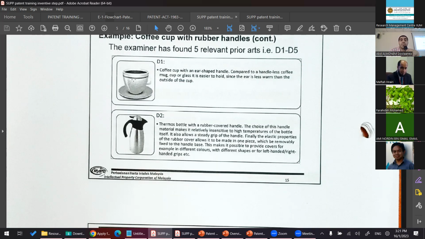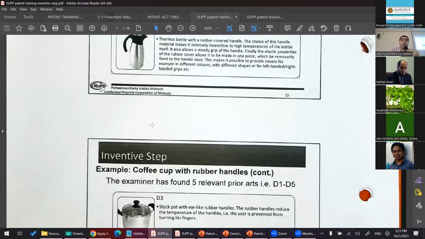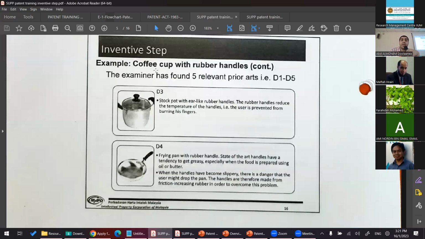Our invention is a cup with rubber. So this is a cup, but no rubber. This is a thermos, but with a rubber. Another example, they found a stock pot with air-like rubber handle. The purpose of this rubber is to avoid the temperature, avoid the burning.